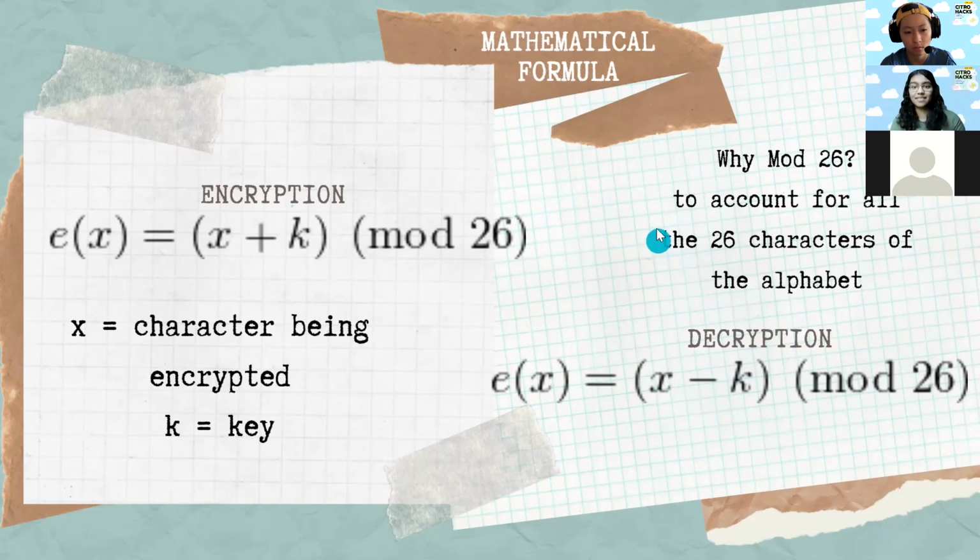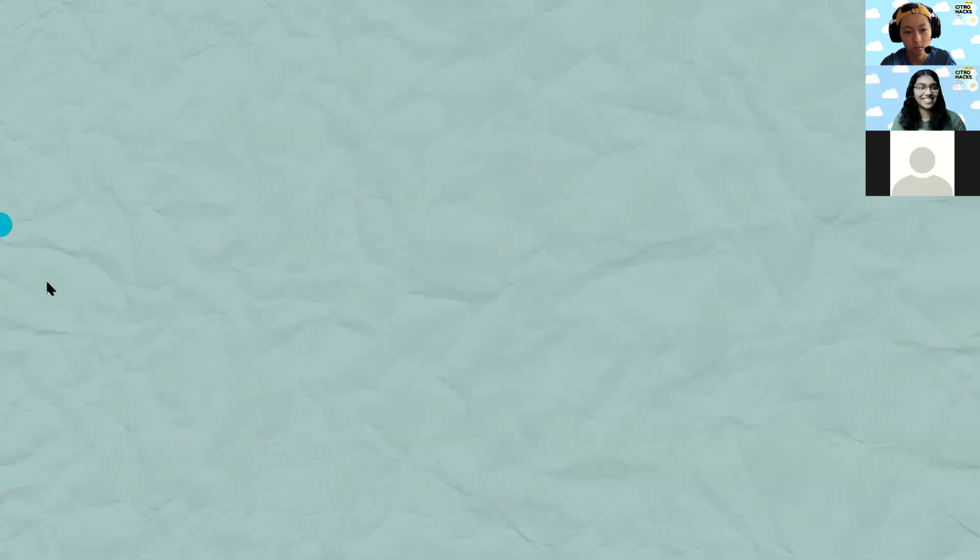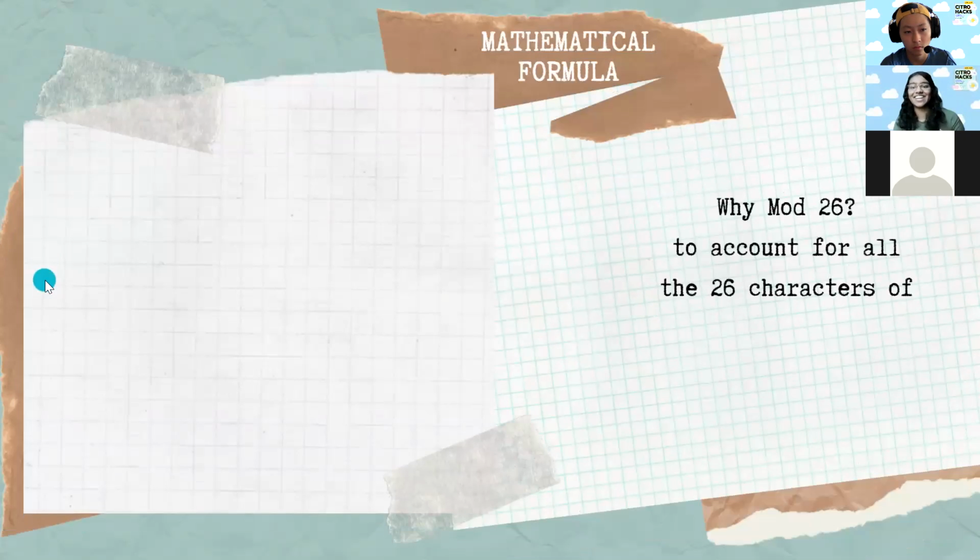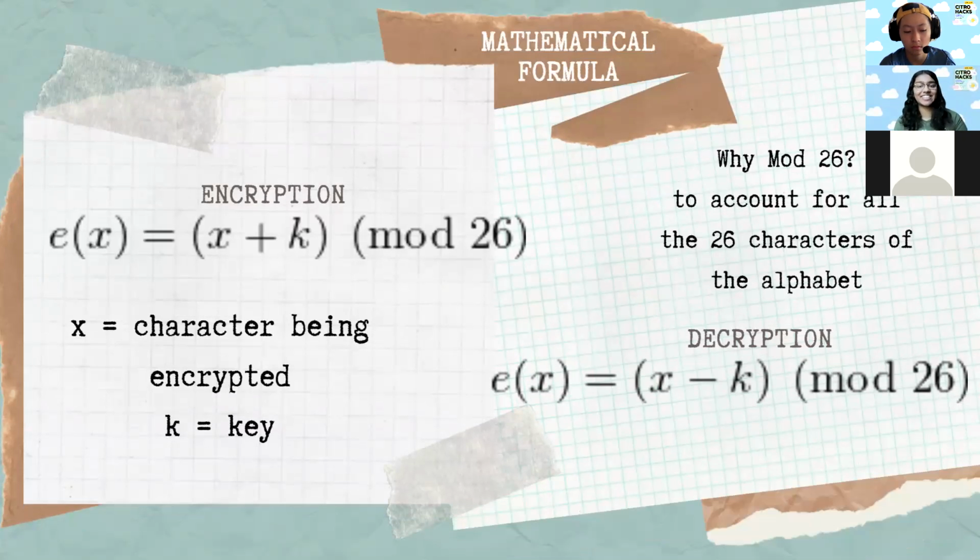All right, and the same thing with decryption. Since we have that encrypted message, what we want to do is shift that specific number of spaces backwards.